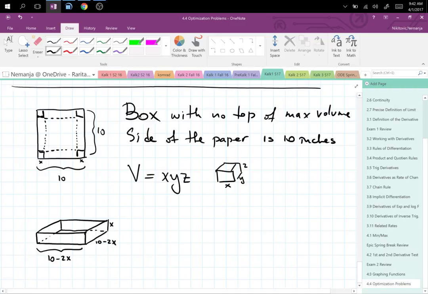10 minus 2x, because you see that you have a 10, right? Piece of paper is 10 by 10, and then you take 2 x's from each side. So each length of the box is 10 minus 2x. So now when you plug that in a volume formula, you have 10 minus 2x squared, because that's your x and your y, and then times x, because that's the z, that's the height. And you want that to be max.